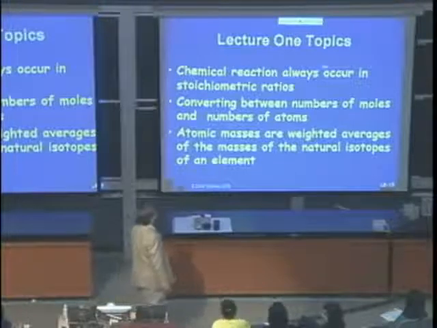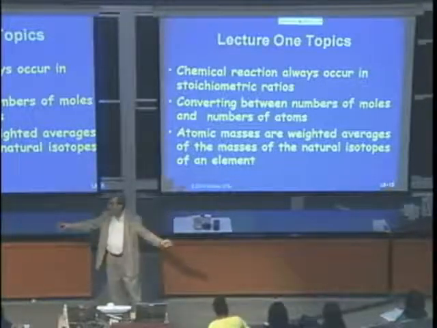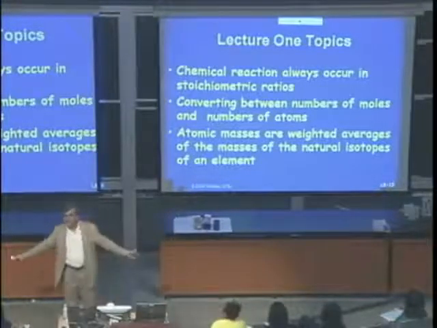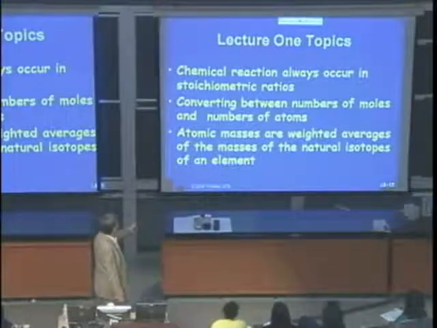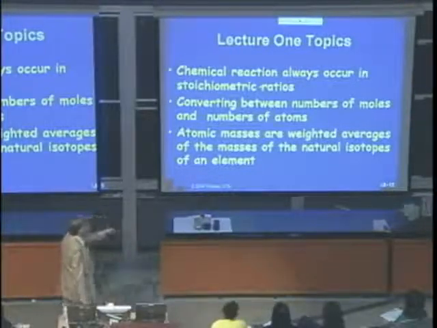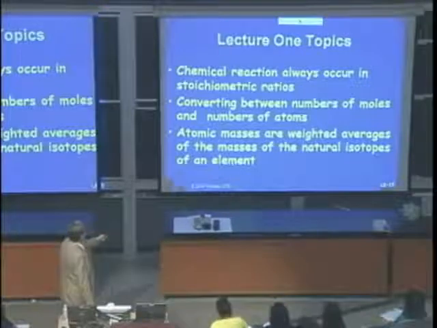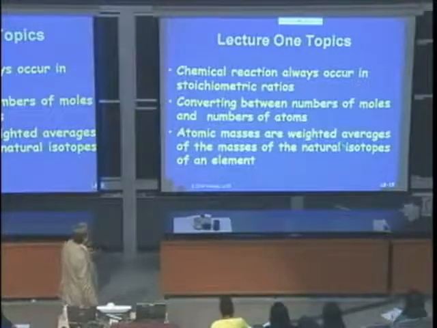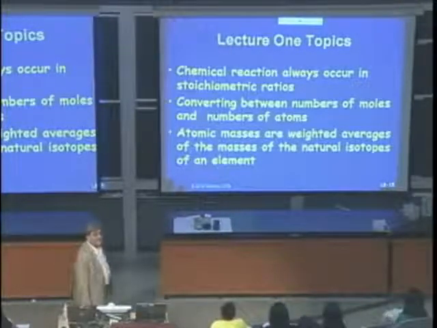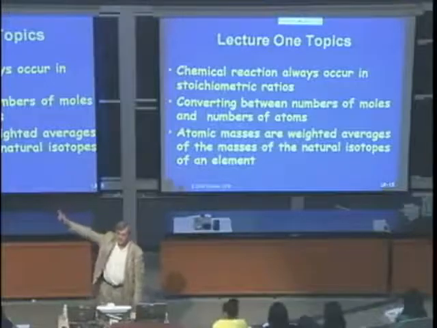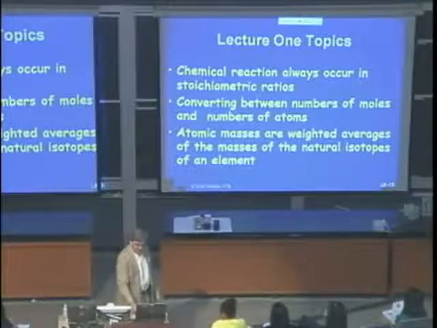Chemical reactions always, and we go as long as we can go, okay? I think I will give you quite a few pointers in this. And chemical reactions always occur in stoichiometric ratios. Atomic masses are weighted averages of the masses of the natural isotopes of an element. That's why they are fractional numbers up there, okay, on the periodic table.